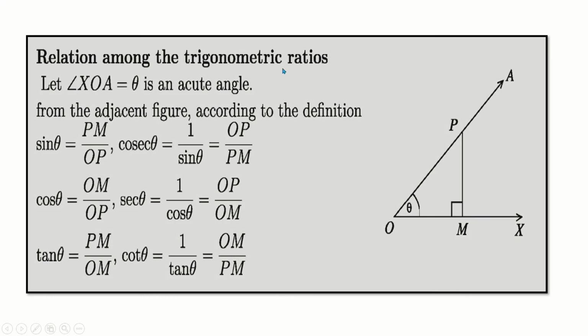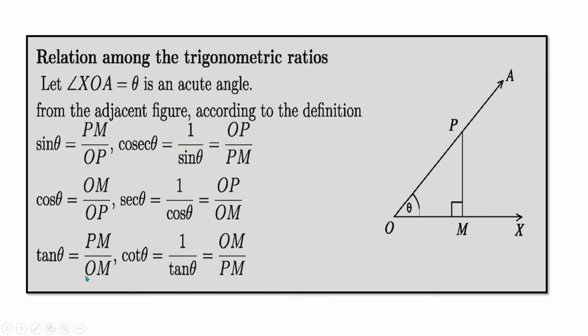Relation among the trigonometric ratios. Relation among the trigonometric ratios means relation between sine and cosec, sine and cos, sine and tan, or tan and cot, etc. Sin theta is equal to PM by OP, as we know, in the same figure. So cosec theta is equal to 1 by sin theta. But sin theta is equal to what? Sin theta is equal to PM by OP. So after calculating, we will get OP by PM. Similarly, others will be the same. Cos theta is 1 by sec theta, or sec theta is equal to 1 by cos theta. And tan theta is equal to 1 by cot theta, or cot theta is equal to 1 by tan theta.